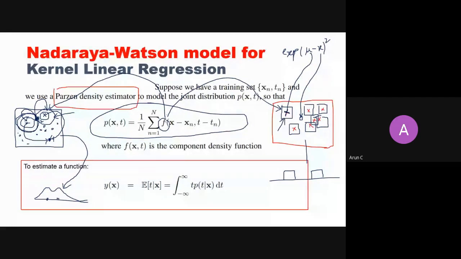So this will be the concept for tomorrow's regression, that is the Nadaraya-Watson model for kernel linear regression. If you didn't understand this, if you still don't have a clear idea, please read about the Gaussian density estimator. The things will be the same as what I just told you, right? So we'll continue tomorrow. Thank you very much.